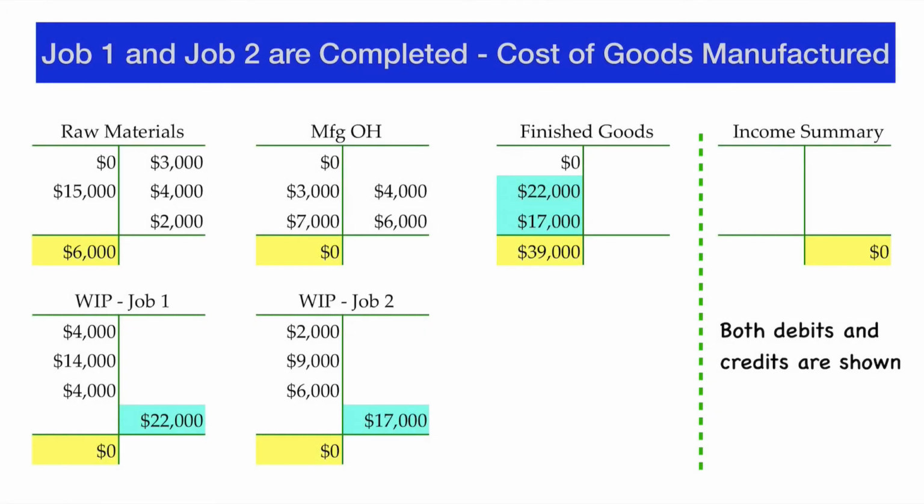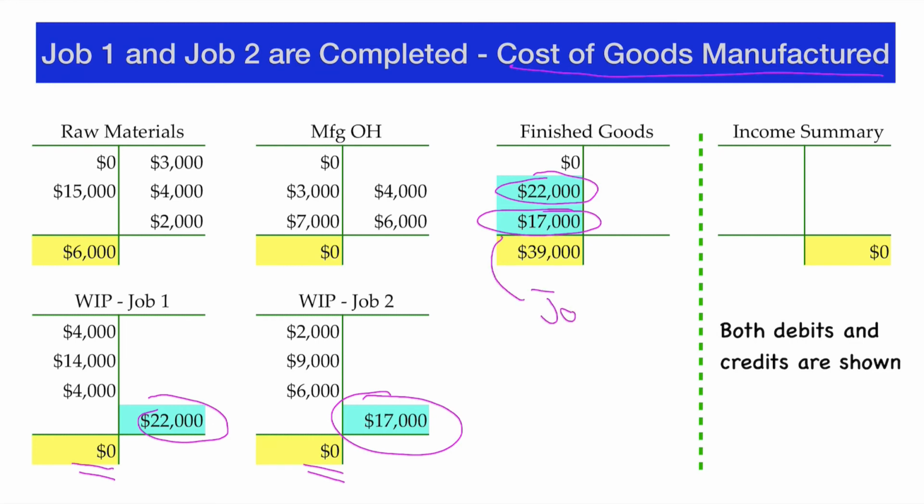Now, when a job is completed, it goes from work in process to finished goods, and this is called cost of goods manufactured. In this example, both of the jobs are completed, so both of them go to the finished goods account. And notice that the zero balances here don't mean that the jobs have zero balances. What it means is that the work in process for those jobs has zero balances. Remember that this is still job number 2, and this over here is still job number 1. It's just that those jobs are now completed. And so they're in finished goods rather than having a label that says work in process.